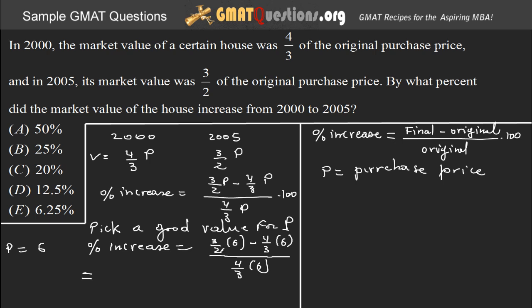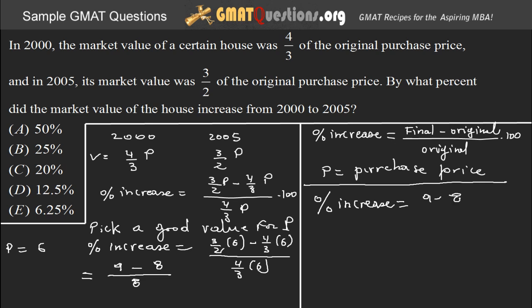As you can see, 6 divided by 2 is 3. So 3 times 3 is 9. You can put 9 here, minus 6 over 3 here is 2. 2 times 4 is 8, minus 8, divided by 8. Okay? Again, I'm going to put the 100 at the end. So we're going to continue here on the right side. The percentage increase is, let me write down again, 9 minus 8 over 8. Okay, which is equal to 1 over 8.